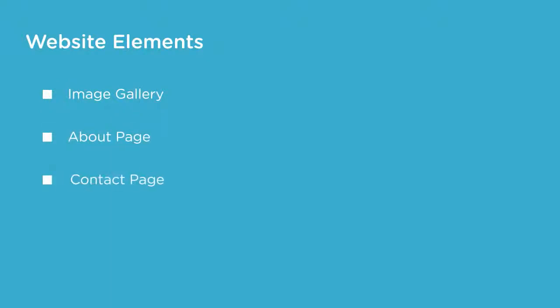Once you've decided on your own goal, we should list out the page elements we'll need. For this website, we'll need an image gallery, an about page, and a contact page. We'll also need a simple header with a title and navigation. Often this site-wide header is called top-level navigation. We'll also need a site footer.